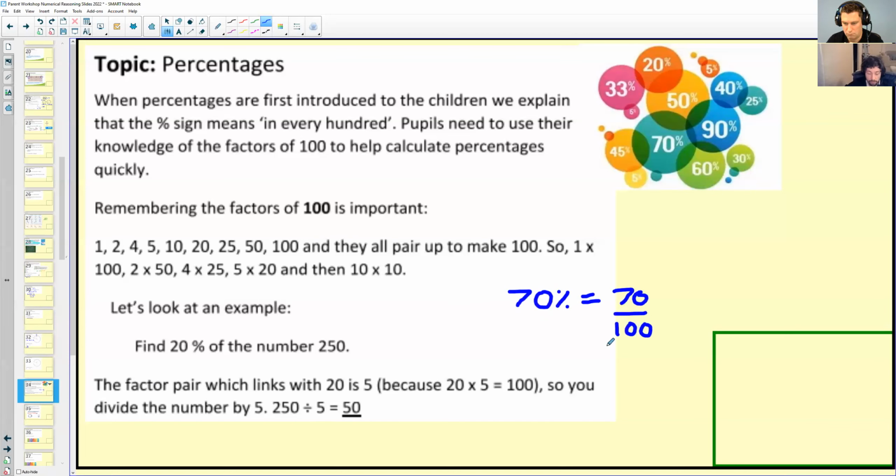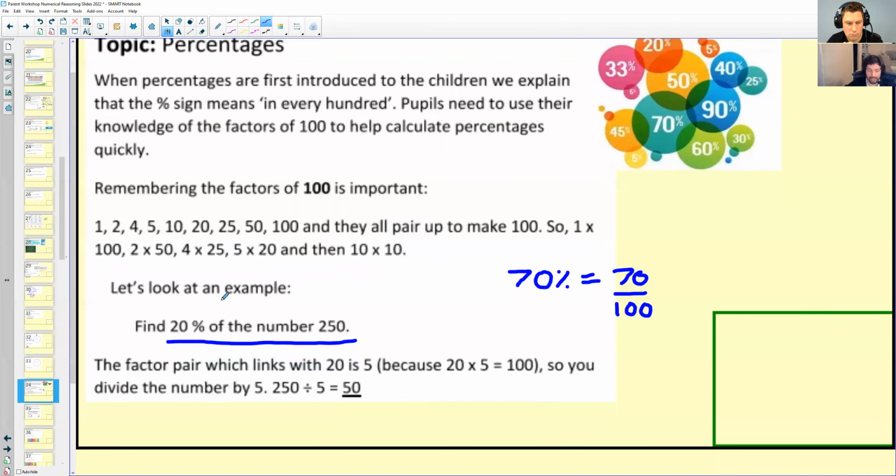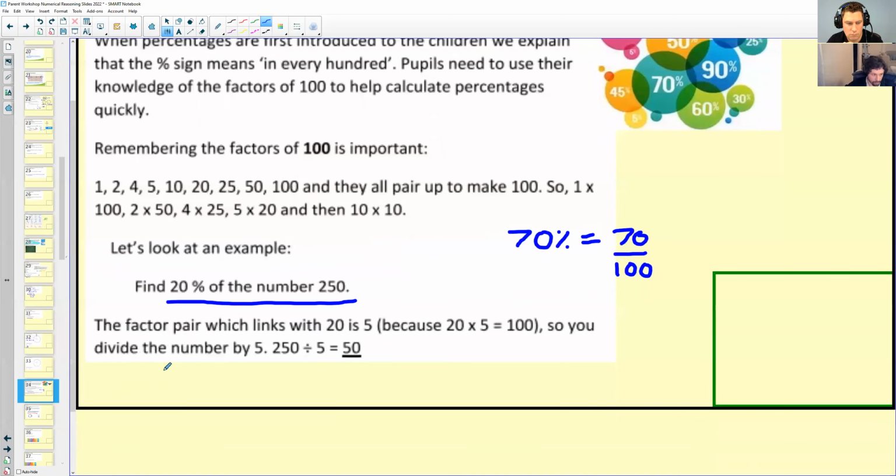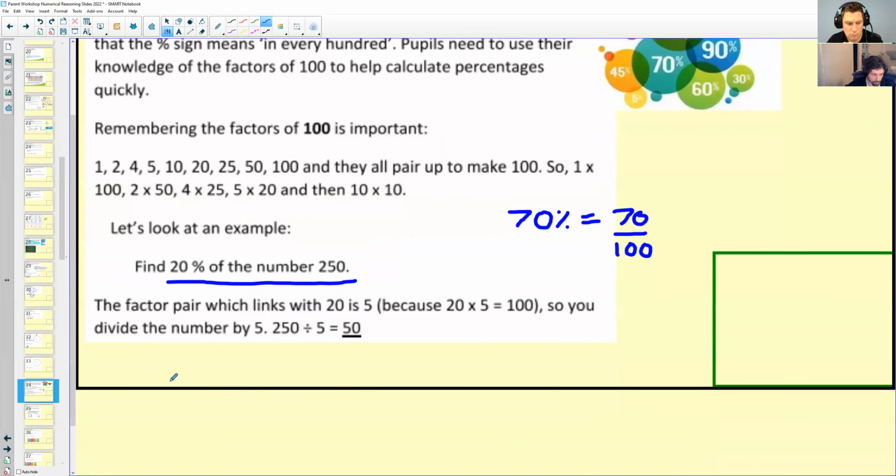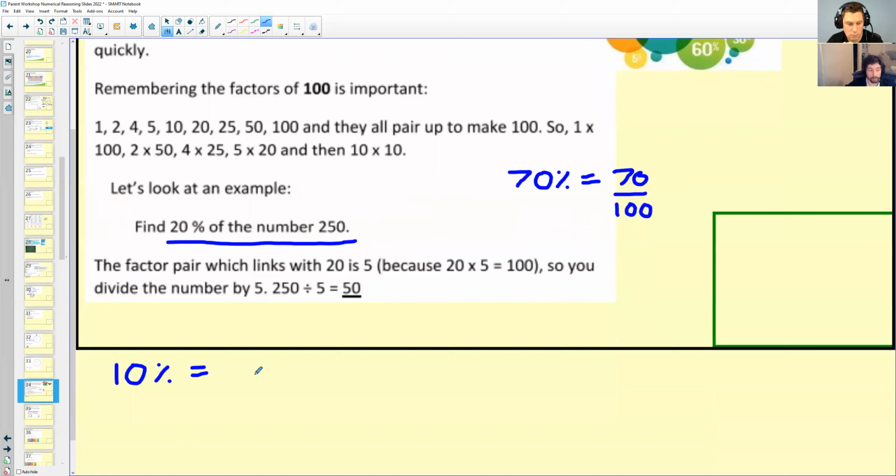So to find 20% of a number, the method I tend to teach at this level is the same for all things, and it's to work out 10%. And that's because 10% is something of a magical number. 10% is the only percentage where the way you work out 10% is to just divide by 10. That is not the case for 20%. To find 20%, we don't divide by 20.